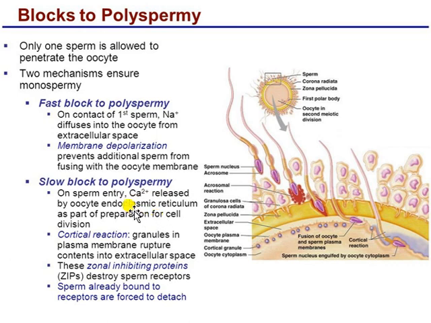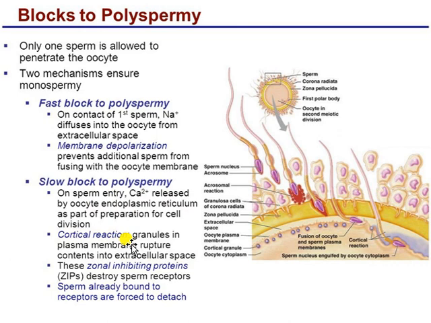The second time when the sperms start entering, Ca2+ is released by the oocyte into the endoplasmic reticulum as part of the preparation for cell division. So this is obviously part of the slow block of polyspermy: when the sperm again start entering, Ca2+ is released by the oocyte's endoplasmic reticulum, and that is actually part of the cell division.